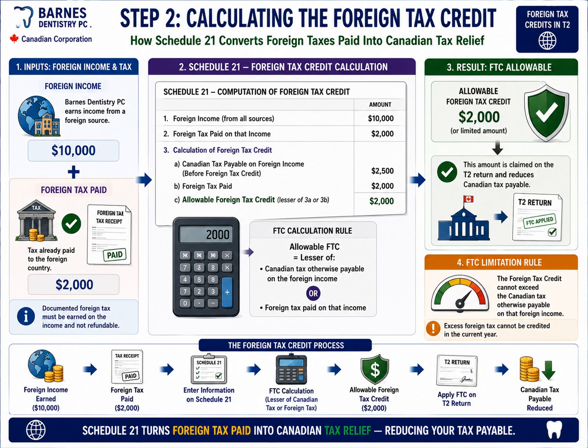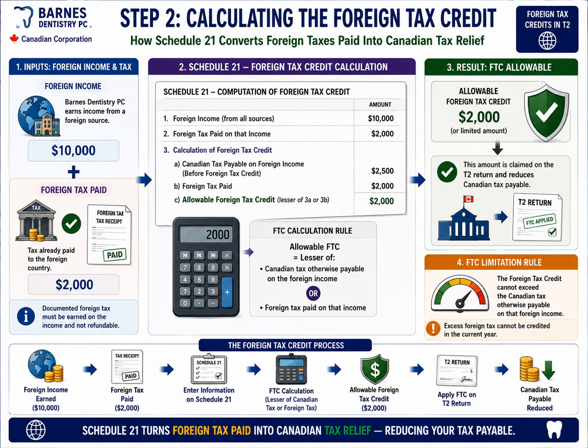For example, imagine the foreign tax paid was $4,000, but the Canadian tax otherwise payable on that income was only $2,500. In that situation, the allowable credit would generally be limited to $2,500. The excess foreign tax would not create additional current year Canadian tax relief. This limitation principle appears frequently in both corporate and personal foreign tax credit calculations.